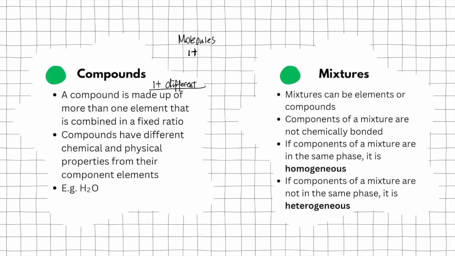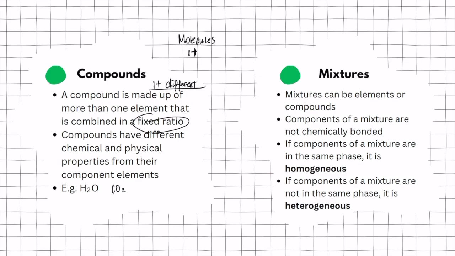A compound is made up of more than one element that is combined in a fixed ratio. This part is also pretty important because later when we talk about empirical formulas and things like that, the ratio part will be necessary. Compounds have different chemical and physical properties from their component elements. For example, water, commonly known as H2O, has different properties than CO2, which is carbon dioxide. We can see that from its chemical makeup.